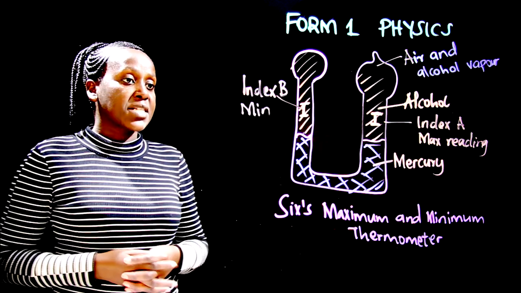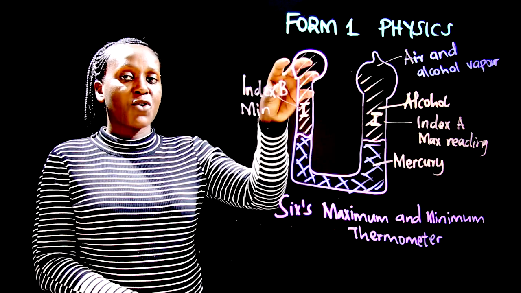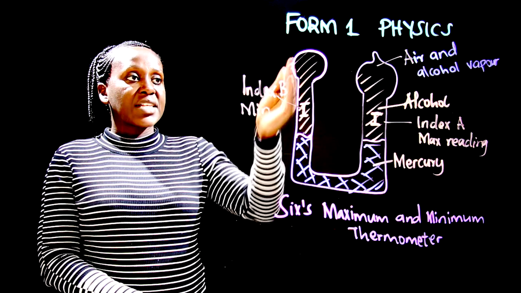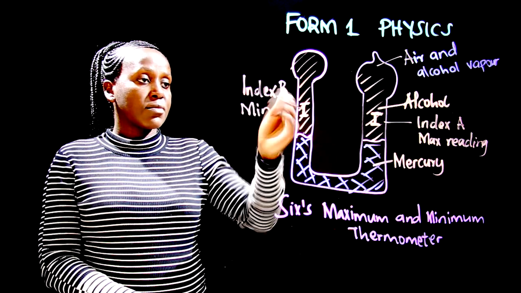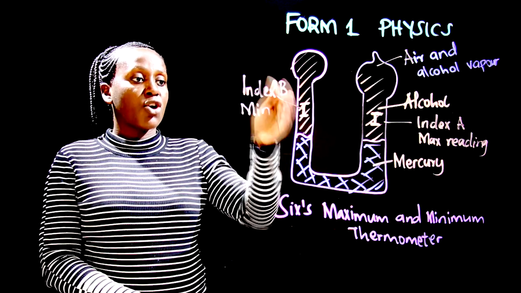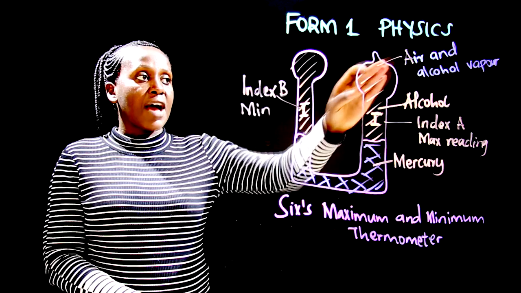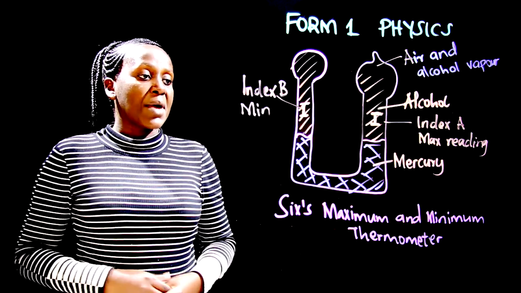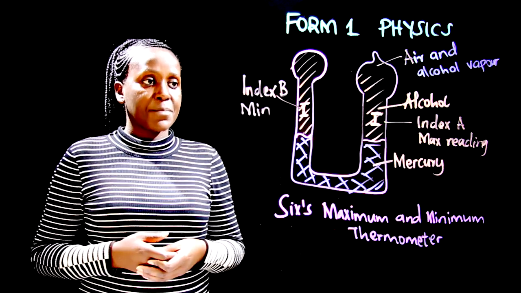Now what happens is that, like you can see in this thermometer, it's formed using a U-tube. On this side we have a bulb, and then we have alcohol in this bulb. We have alcohol on this side, and we also have alcohol here. At the top here we have air and alcohol vapor. Right at the bottom is where we have mercury. So mercury is holding the alcohol on either side.